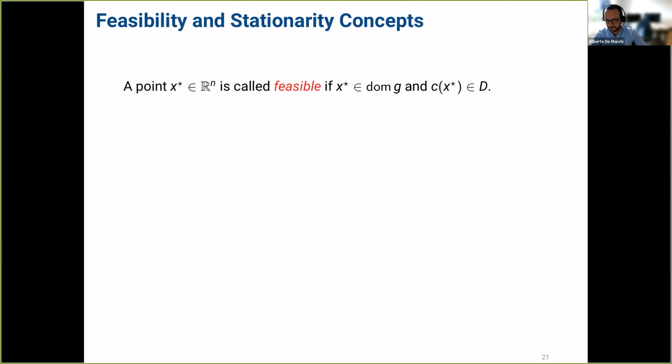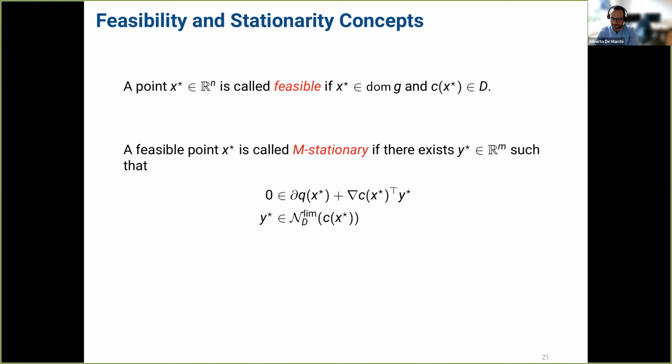Okay, now we try to characterize stationary points for this problem. So first we define a feasible point, and it's not enough to satisfy the constraints, so C of x belongs to the set D, but we also need this point to be in the domain of our objective function, so in particular the domain of G, which we can clearly use to enforce constraints.